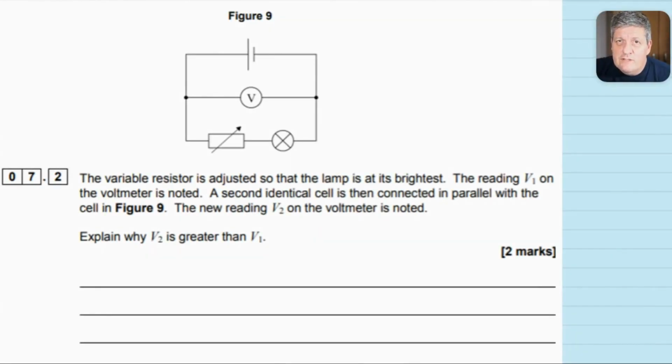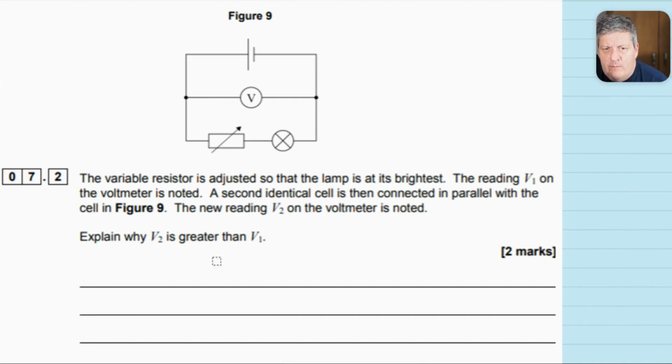Part 2 of this question. The variable resistor is adjusted so that the lamp is at its brightest. The reading V1 on the voltmeter is noted. The second identical cell is then connected in parallel with the cell in figure 9. The new reading V2 on the voltmeter is noted. Explain why V2 is greater than V1.